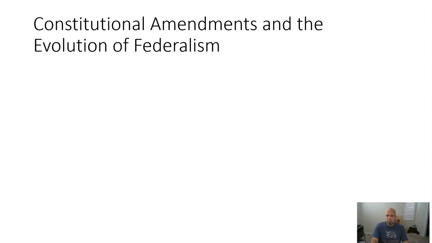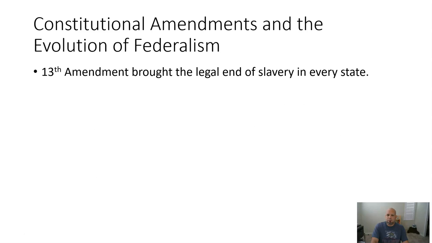I think let's go to the last thing real quick. So constitutional amendments and the evolution of federalism. We have the 13th Amendment, which brought about the end of slavery across the entire country. Basically, the national government, with the amendment process, said we're getting rid of slavery, we're abolishing it. And they were able to do this easily with the 13th, 14th, and 15th Amendments because the southern states weren't allowed to vote. They had seceded from the U.S. and they were given a non-status as states.